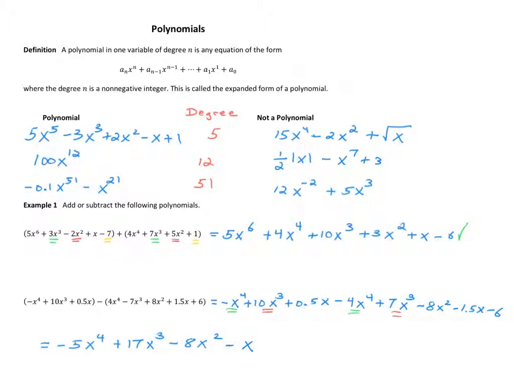You could put a negative 1 in front of it if you wanted to, but that's the same thing as what I wrote. And then the last thing is going to be a minus 6 at the end. And here we go. This is the answer, and this is how you would subtract two polynomials. You would just distribute the negative into the parentheses and combine like terms.